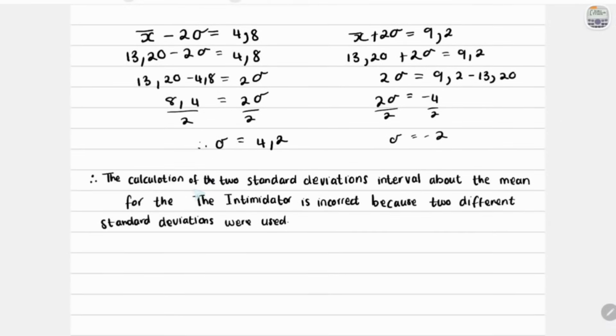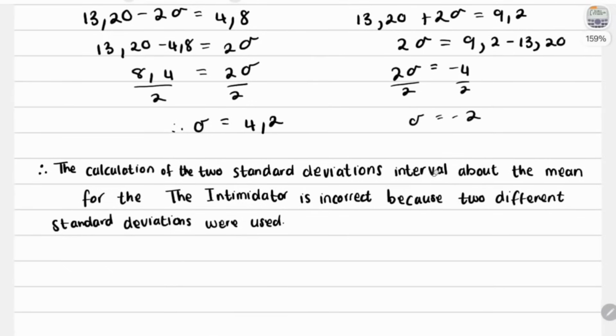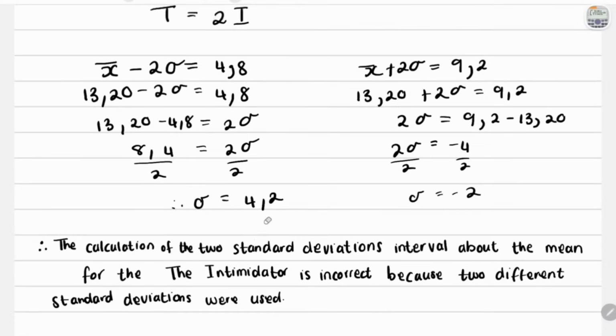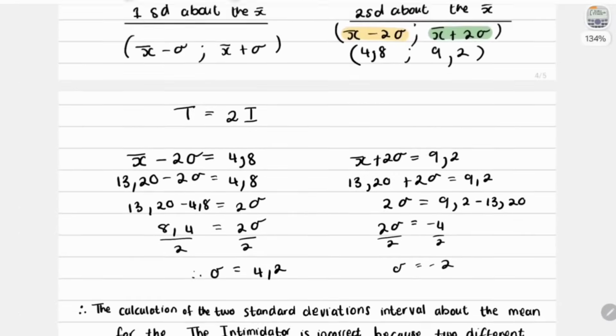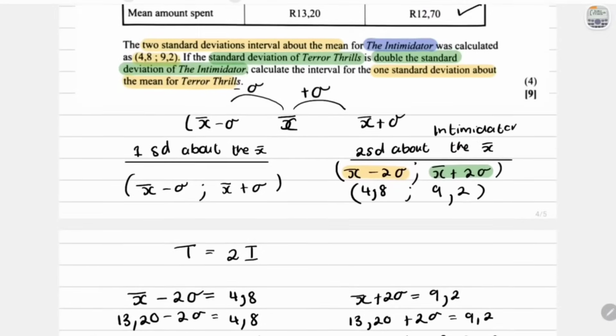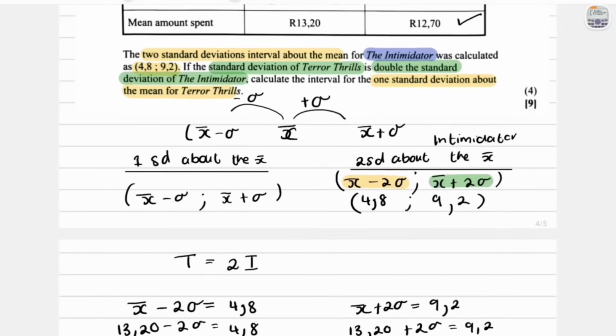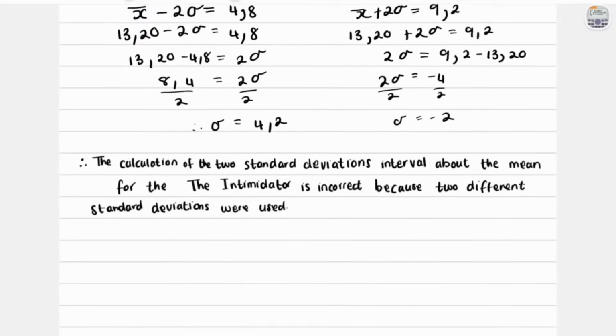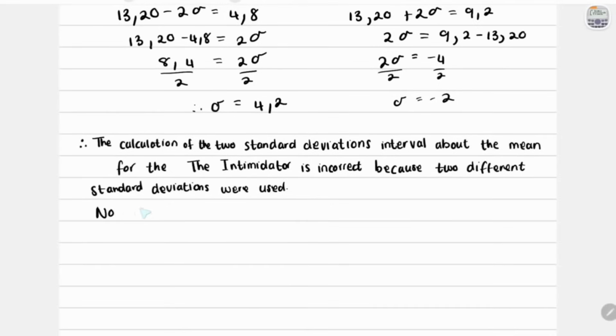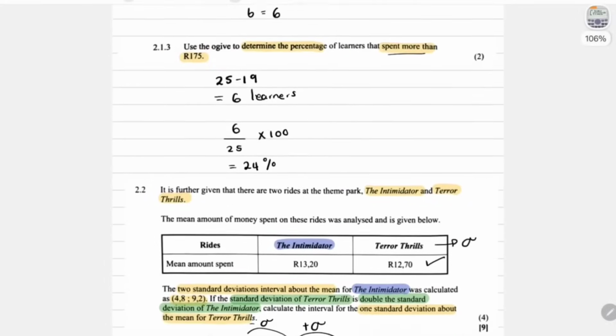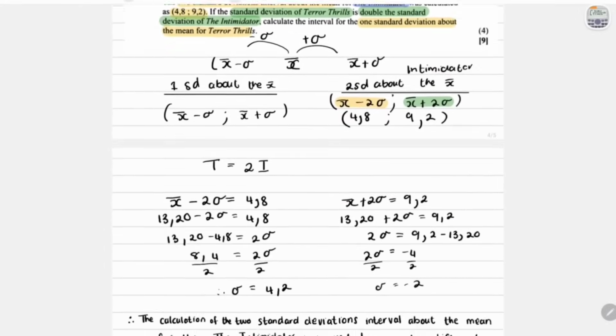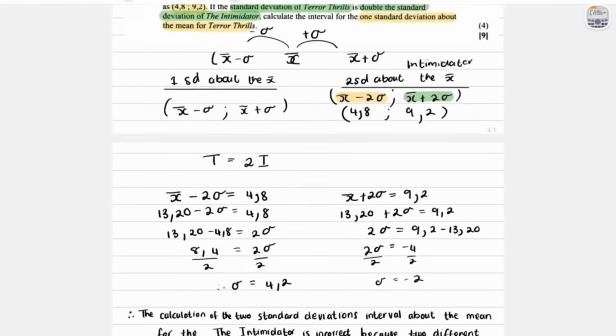So my conclusion is the calculation of the 2 standard deviations interval about the mean for the intimidator is incorrect because 2 different standard deviations were used. So we can see that they were not the same. Because of that, we can't really calculate anything because anything we calculate is just going to be incorrect. Okay, so no calculation can be done finally. So that is it for question 2. Okay, 2.2. There's nothing we can do there, but you get the idea.